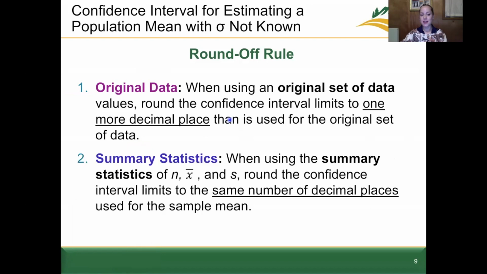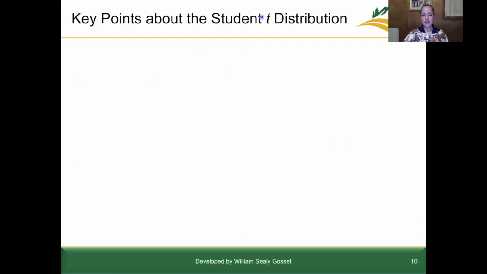Now, the second way is when we're using summary statistics. So when using the summary statistics of n, x bar, and s, then we round the confidence interval limits to the same number of decimal places used for the sample mean. Remember again, n is the number of samples, x bar is our sample mean, and then s is our sample standard deviation. Let's continue talking now about key points of the student t distribution.